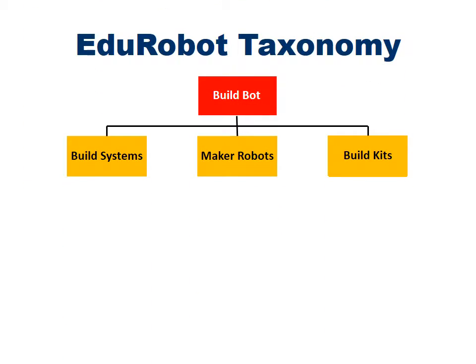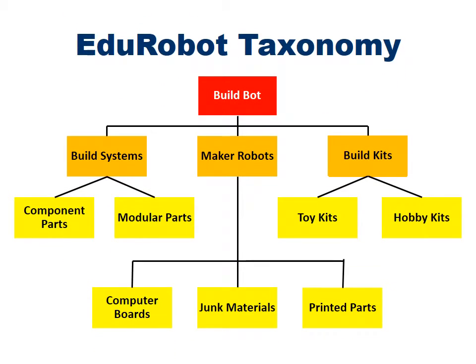We've identified 3 BuildBot classes. Build Systems is a kit of parts that you can put together in different ways to make different robots. Robot Kits, a more closed system. You assemble a specific robot from a set of parts. In some cases, you can build more than one robot, but you still build specific robots. In the MakerBot class, you make or scavenge the parts to build the robot. We've identified a number of subclasses, and I will briefly explain these with examples.